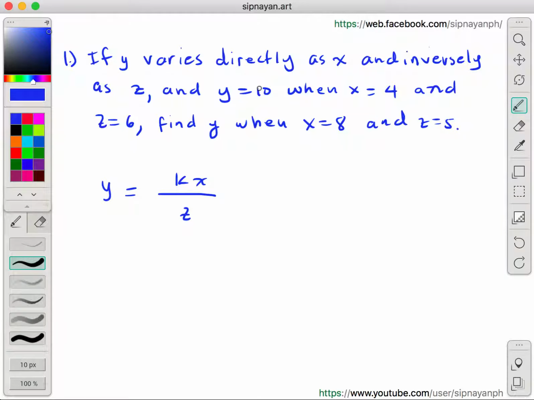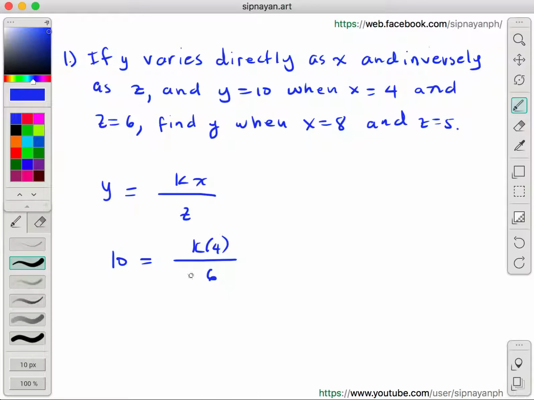So meron tayong z sa baba. And y is equal to 10 when x equals 4 and z equals 6. So, y equals 10. Yung ating y, ito yung 10. When x equals 4, so k times x natin ay 4. K times 4 and z equals 6. Z natin sa baba, so 6 siya. Meaning we have 10 equals 4k divided by 6.